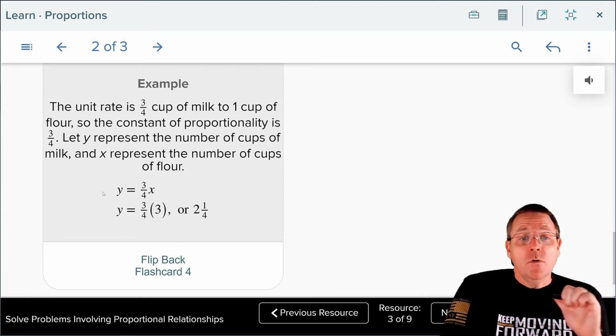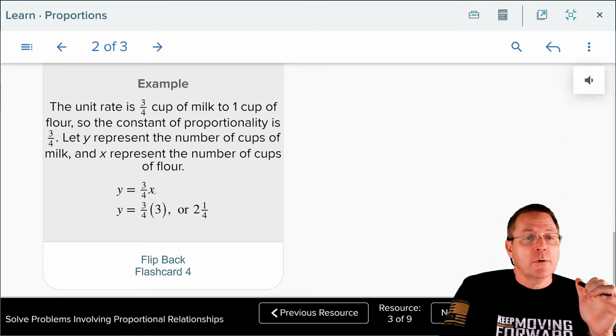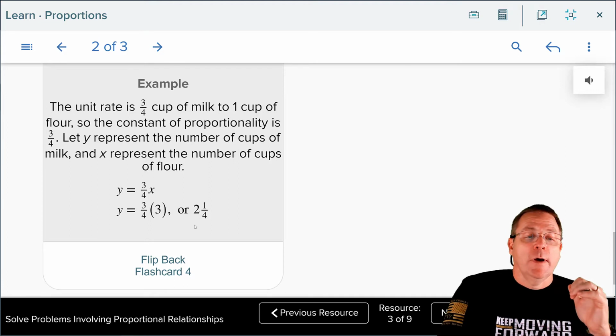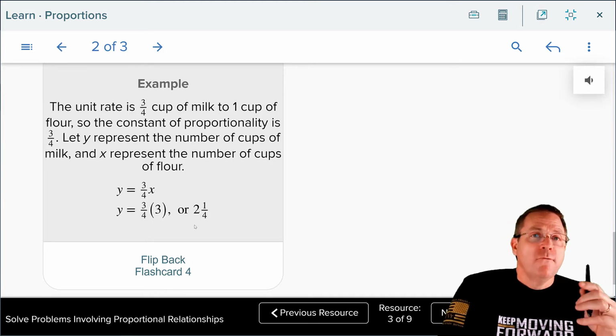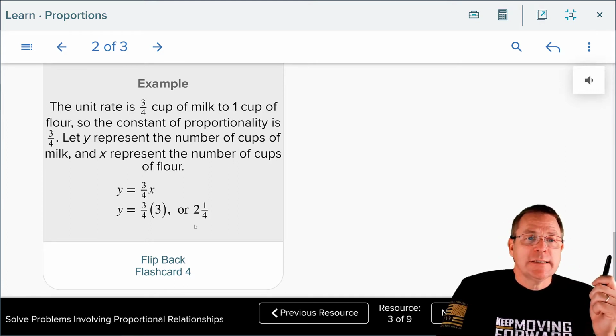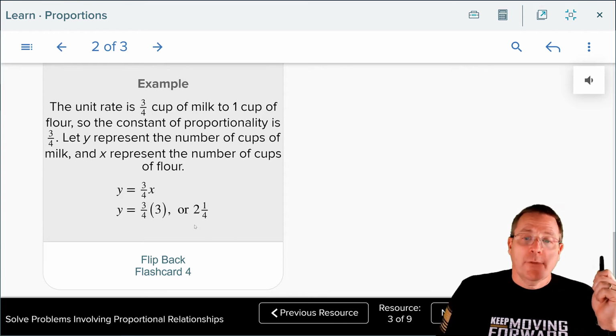This is some really cool big kid math here. We're using true algebra thinking in this. Now we're going to change the x, the cups of flour, to 3. So y is equal to 3/4 times 3, which does simplify to be 2 1/4. 4 different examples of how you can say the same exact thing with math.